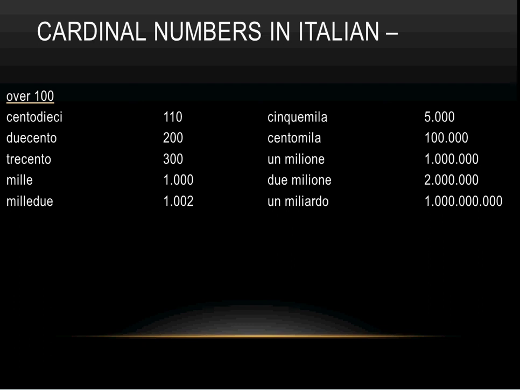1.200, 1,002. 1.000.000, 1 billion. Now you see how it's relatively simple. It's a matter of just putting them together. 1.800, 1,100. 3 miliardo, 3 billion. 2.000. Okay, notice how the mille changes to mila. 2.000, 2,000.